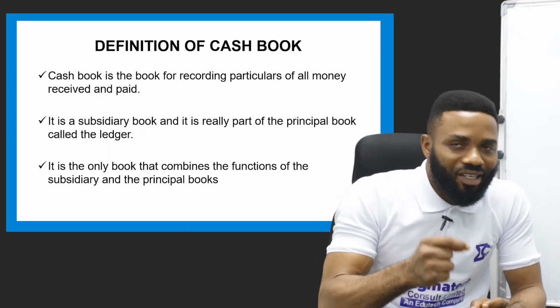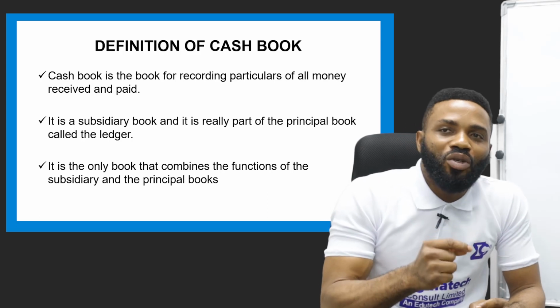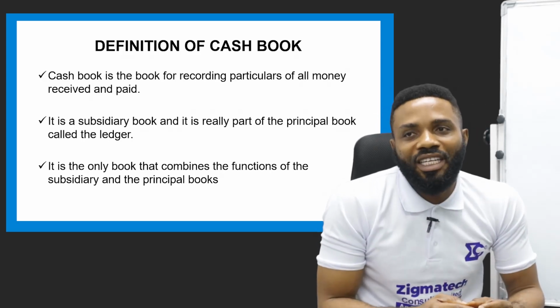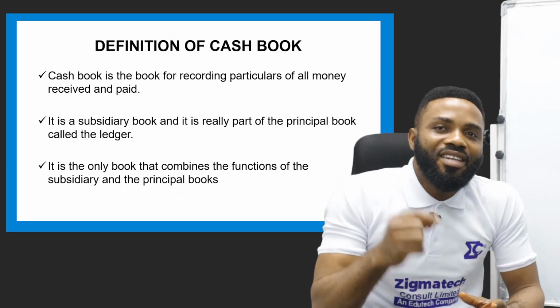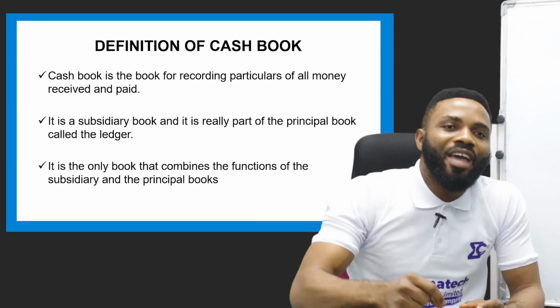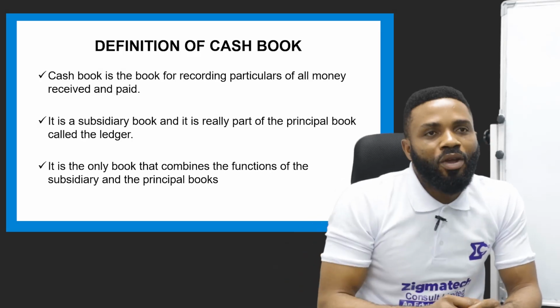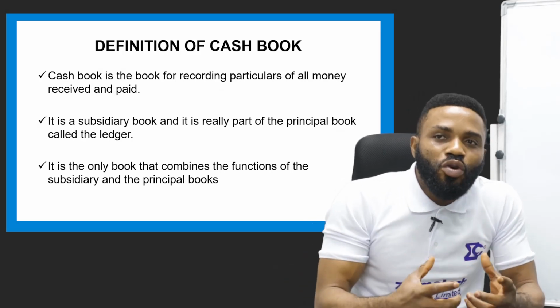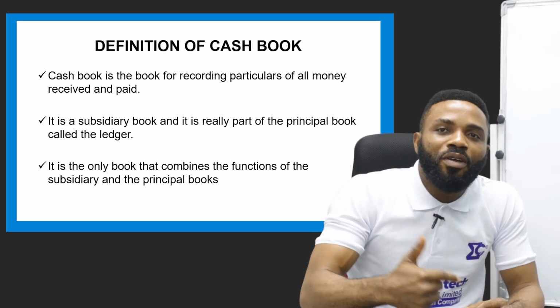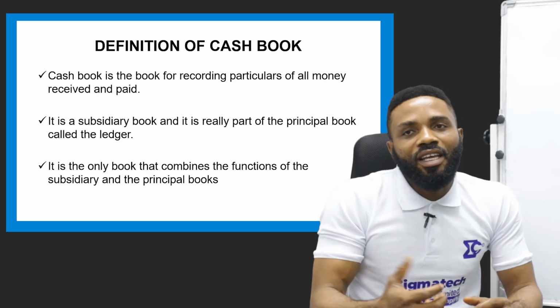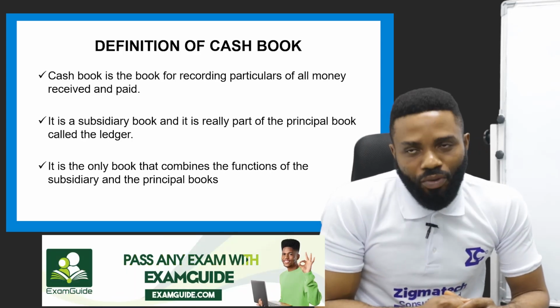So when this cash is actually spent on a transaction, there is need to record the transaction. Why do we need to record? We need to record because sometimes we can forget. Some other times we can omit. So there is need to always take record of every cash that goes out of the business or the company. So the book that is used to record the particulars of the money that is received and the money that is paid is what we call the cash book.